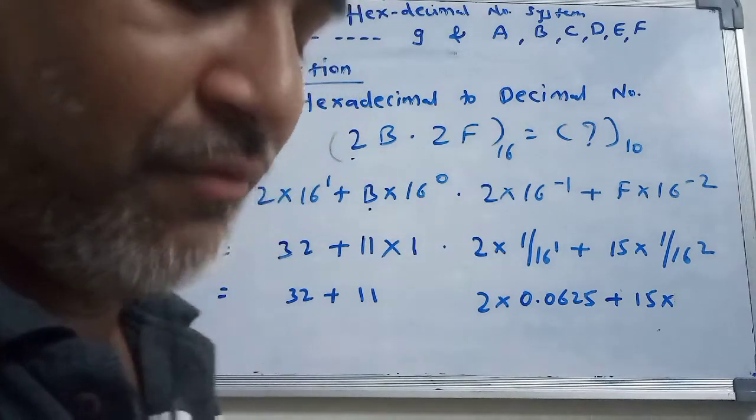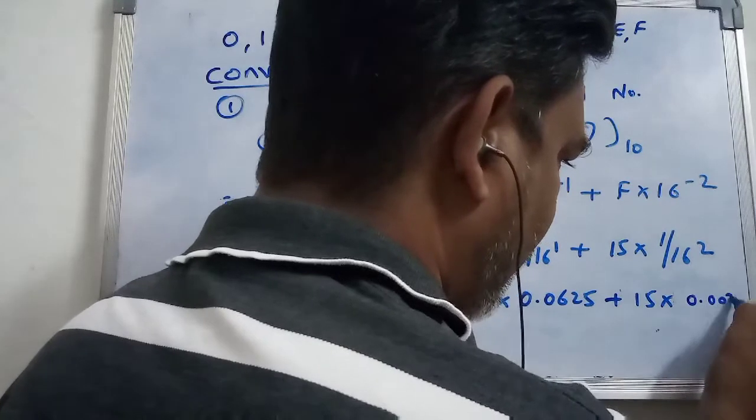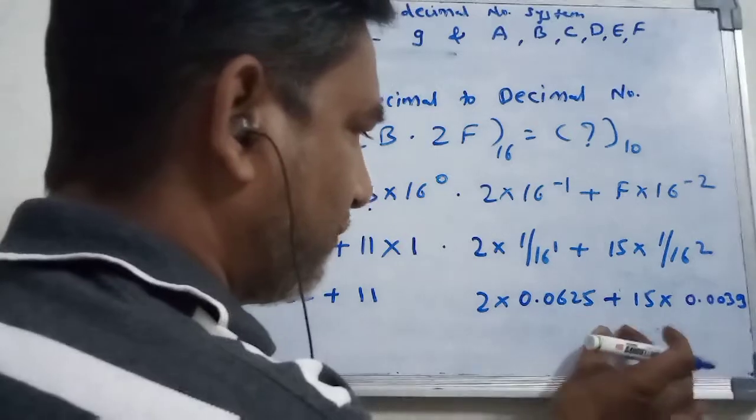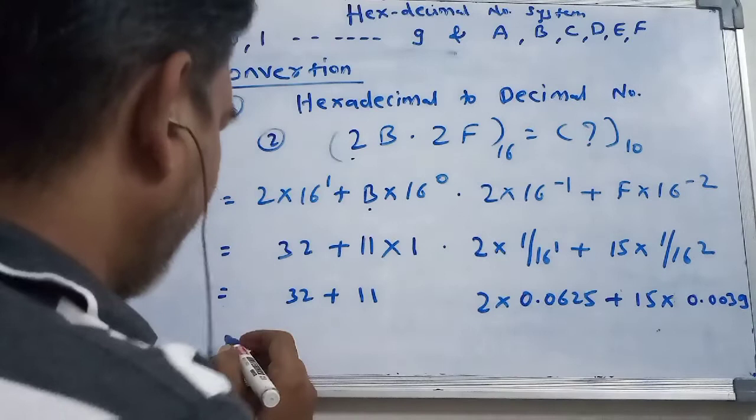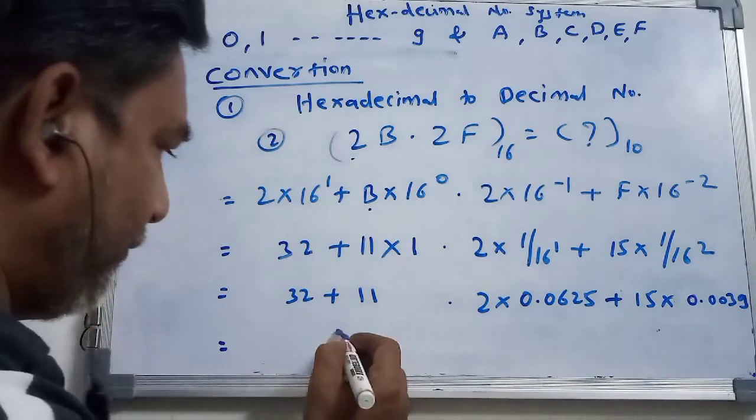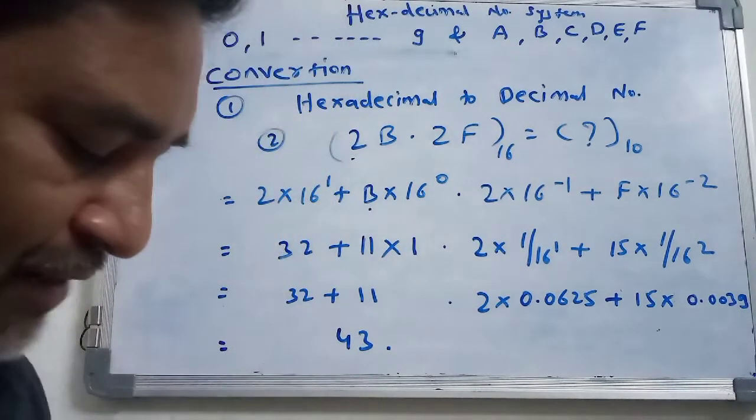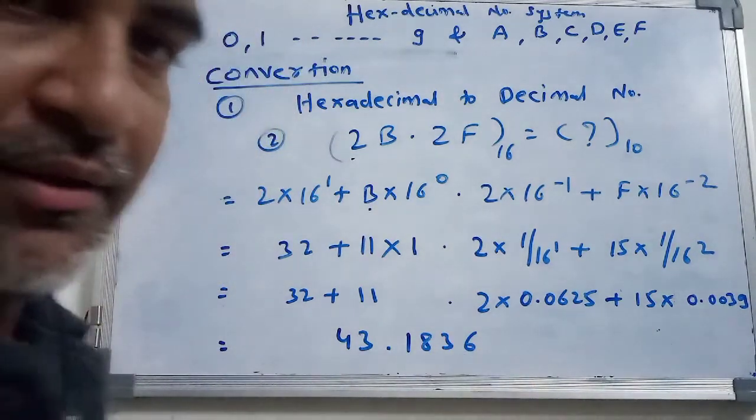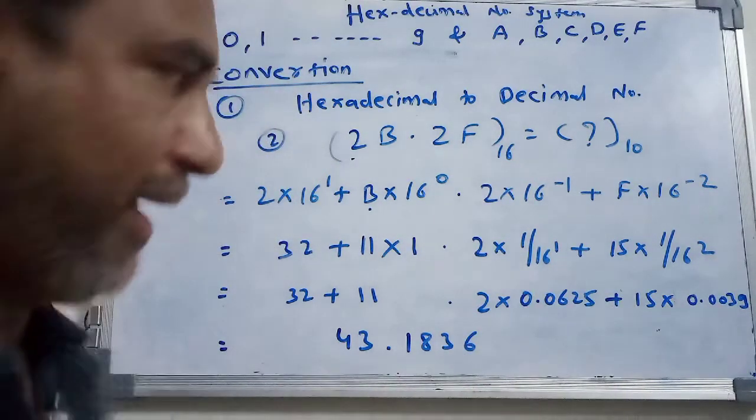That number has to be divided, and 1 divided by 256 you will get the value 0.0039. Okay, so you have to add this. First you multiply, and then add the numbers. You will get the answer at the last, that is 43 point, and after solving this you will get the answer 1836. Okay, this is the final answer you will get after solving this problem.